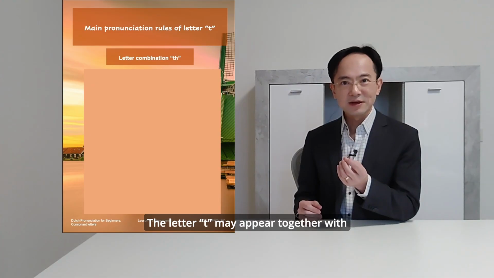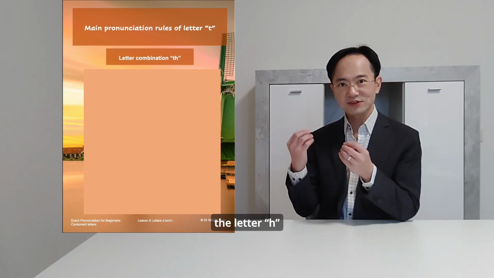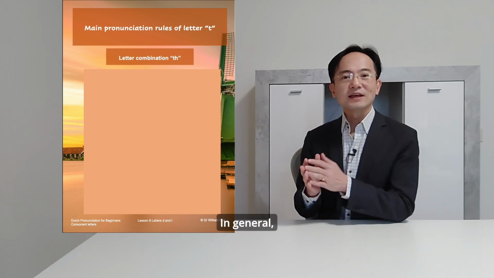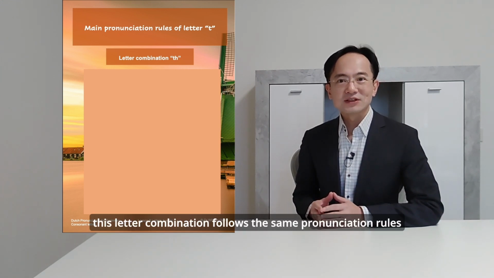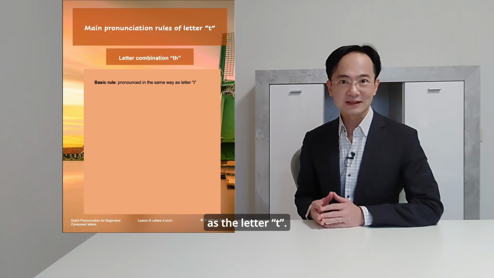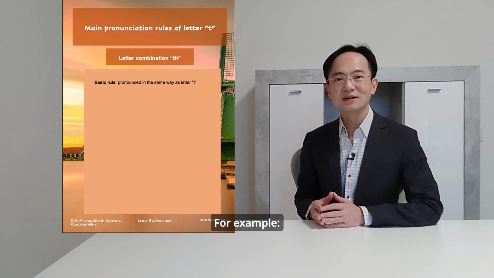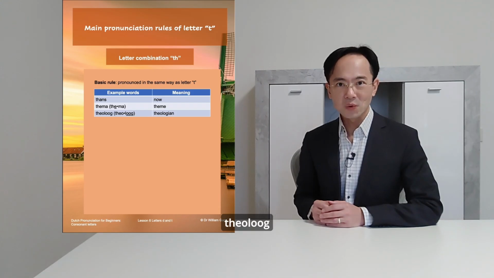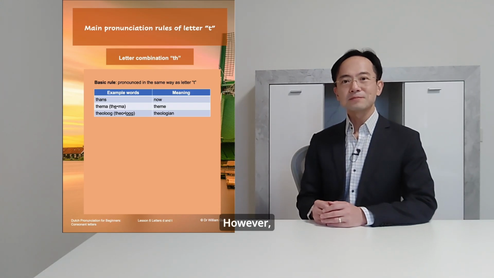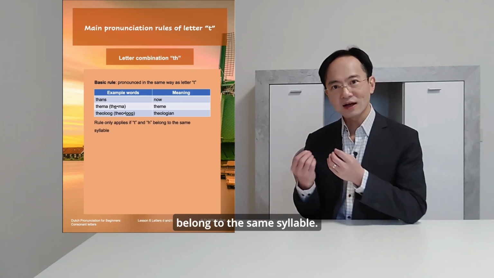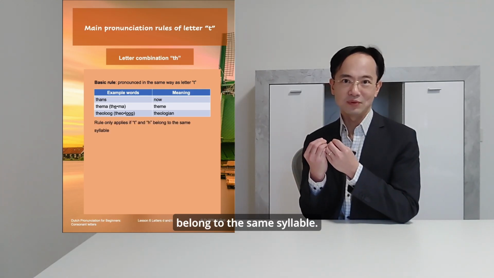The letter T may appear together with the letter H to form a letter combination. In general, this letter combination follows the same pronunciation rules as the letter T. For example, dans, thema, theoloog.